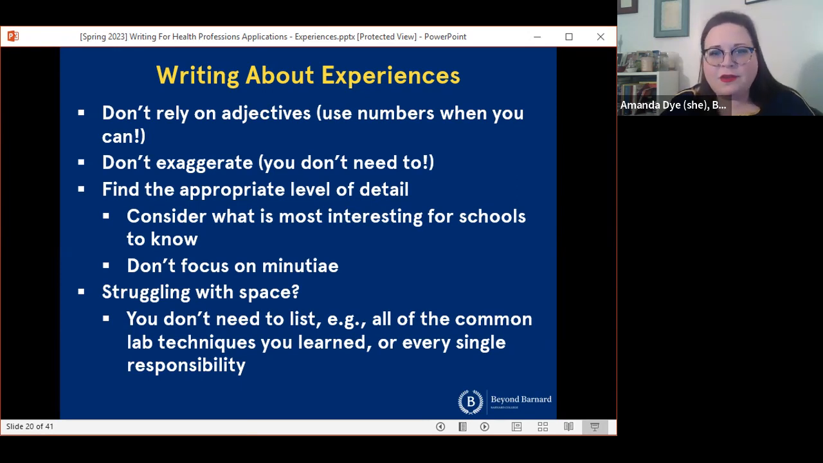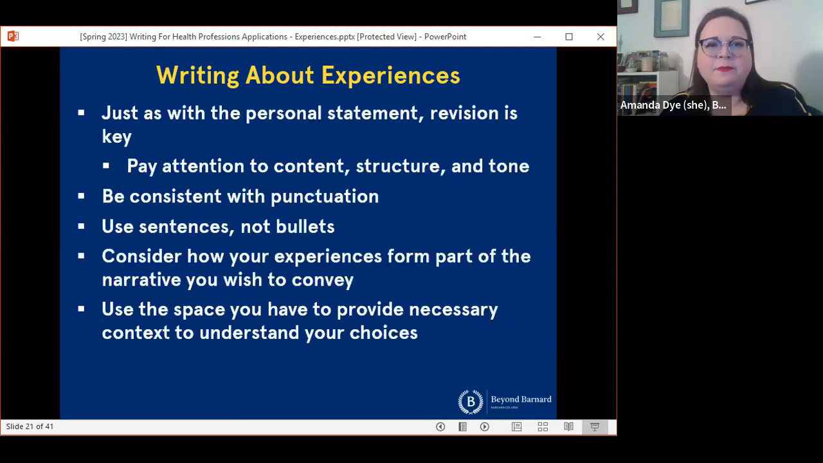That includes, especially for research, that you don't have to list all of the lab techniques that you learned or every single responsibility that you had within a job. You want to give the highlights, those most important pieces. Just as with the personal statement, revising is really key.